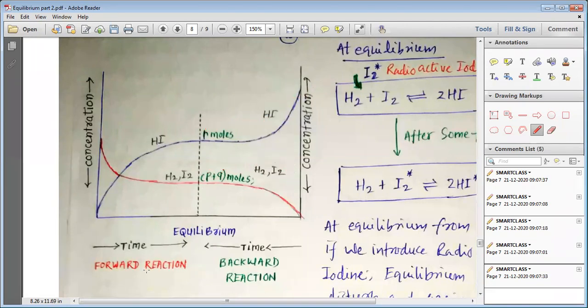You can see here I have even written that the graph with the blue pen represents the forward reaction. The graph with the black pen represents the backward or reverse reaction. This is the graph of concentration versus time. And from this graph, we can easily understand this, whether we start from the reactants or if we start from the products.